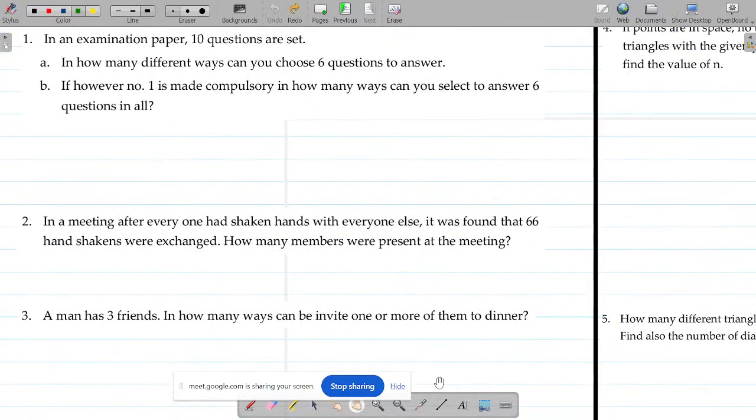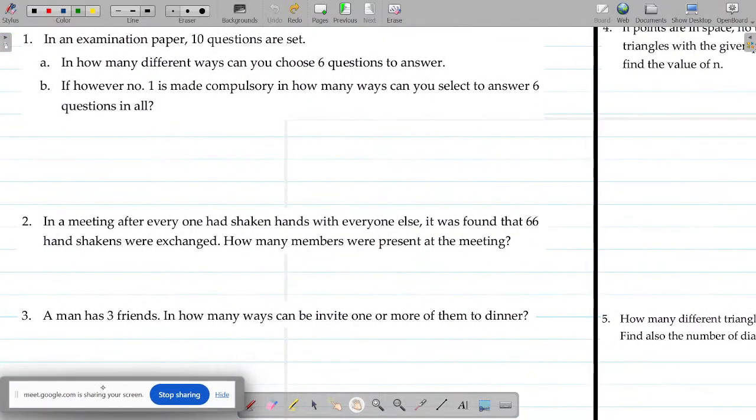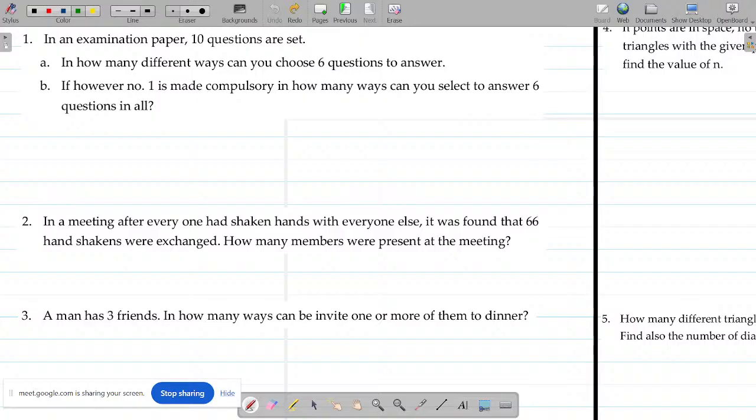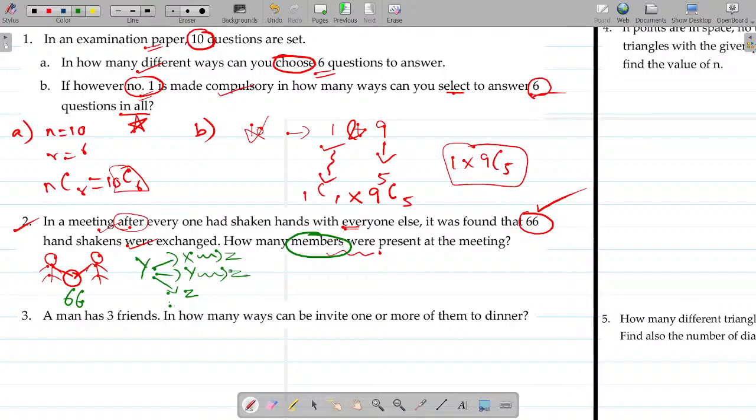So first question, under combinations. Compared to permutation, combination will be somewhat easy. First question here: in an examination paper, 10 questions are set. How many handshakes happen? For one handshake to happen, I cannot shake hands with my own hand; I'm shaking hands with one other person.